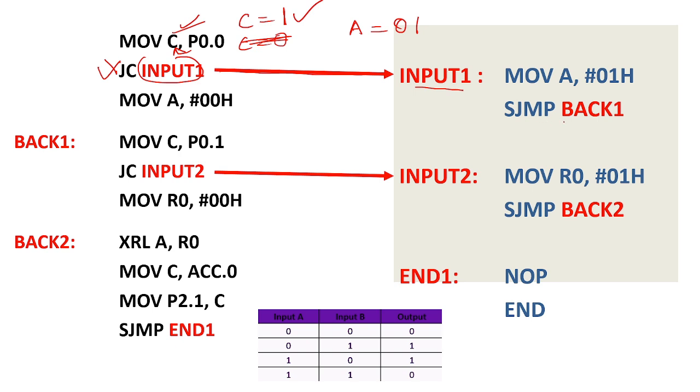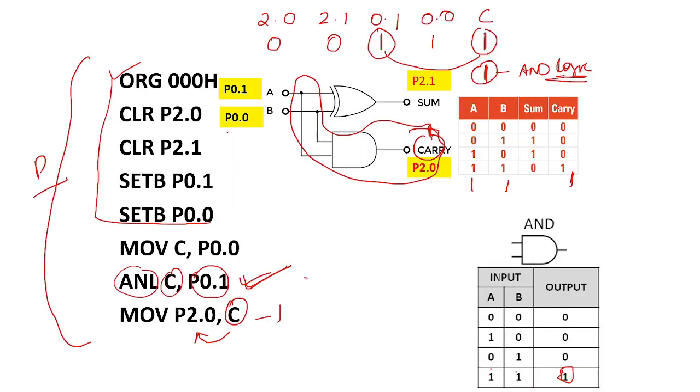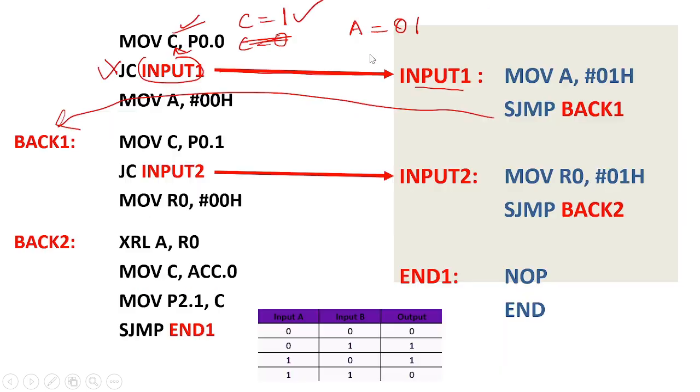Then short jump back 1. So you need to go back to the label. So this is a label, right? I want to come here. So here what I am doing, the content of 0.1. What is the content of 0.1? The content of 0.1 is 1, right? So I need to transfer it to C. So that means C will have the value of 1.